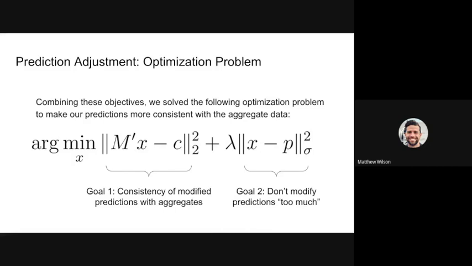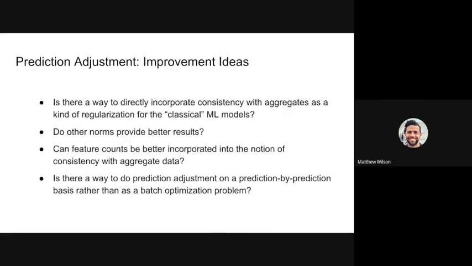But like I said, it's a new technique that we haven't really fleshed out fully. So we have a few questions or directions of exploration that might be interesting. The first one is, is there a way to incorporate the consistency with aggregates as a kind of regularization for classical machine learning models? Another question we have is, do other norms for either of our two goals provide better results? We only got to try so many in the time we had.